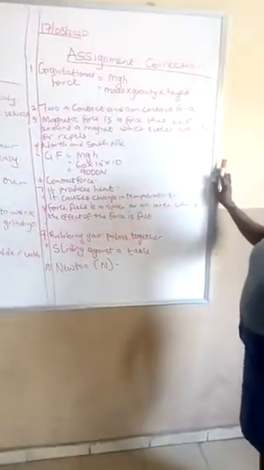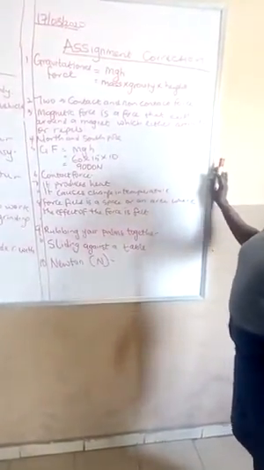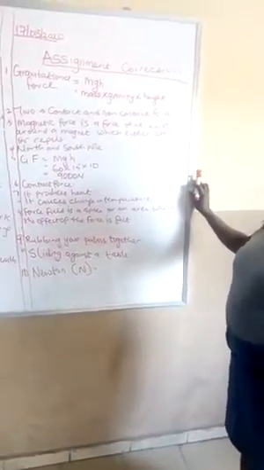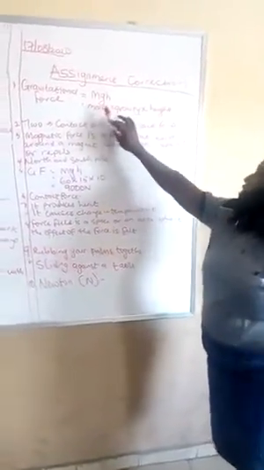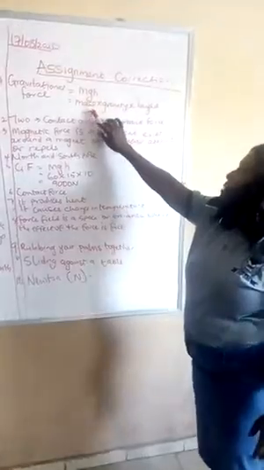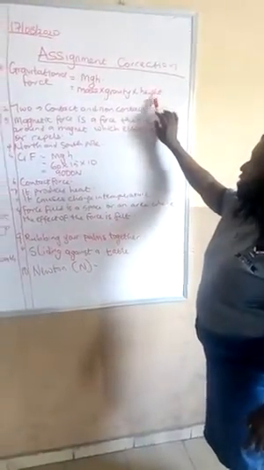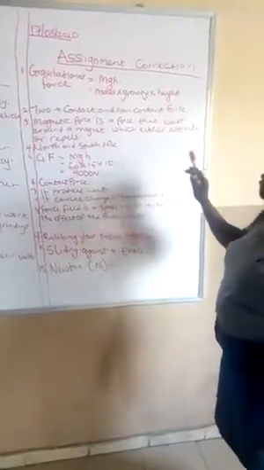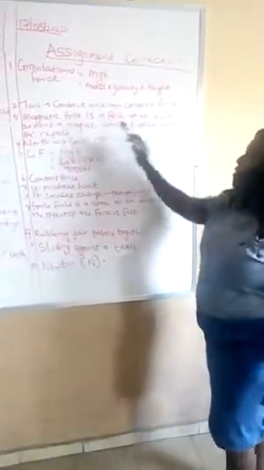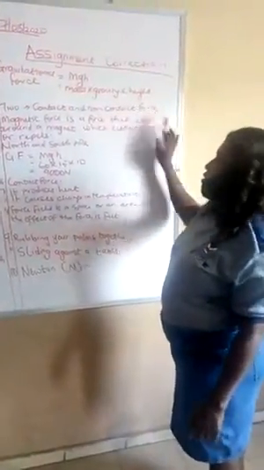The first question says, what is the formula for calculating gravitational force? It's simply mgh. M is the mass, g is the gravity, and h is the height. And we are told to mention the two types of force. Two types of force are contact and non-contact force.